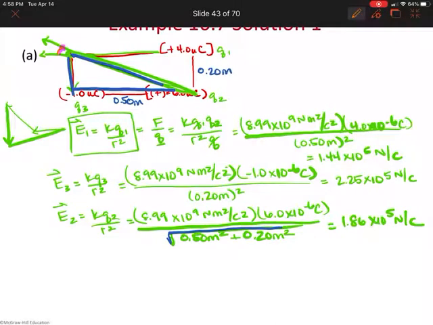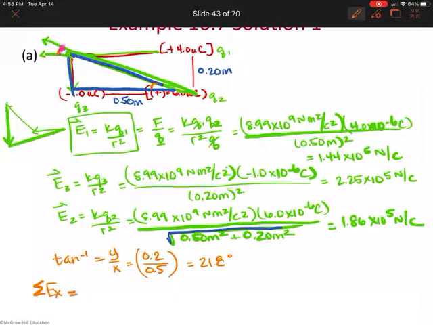I don't know why that did that. Oh, because I hit the highlighter. We've got to figure out what this angle is. But if we can figure out this angle, it's equivalent to that angle. So how can we find the angle? Well, we can just do inverse tangent of y over x. So we've got inverse tangent of 0.2 over 0.5, which gives you 21.8 degrees, I believe.